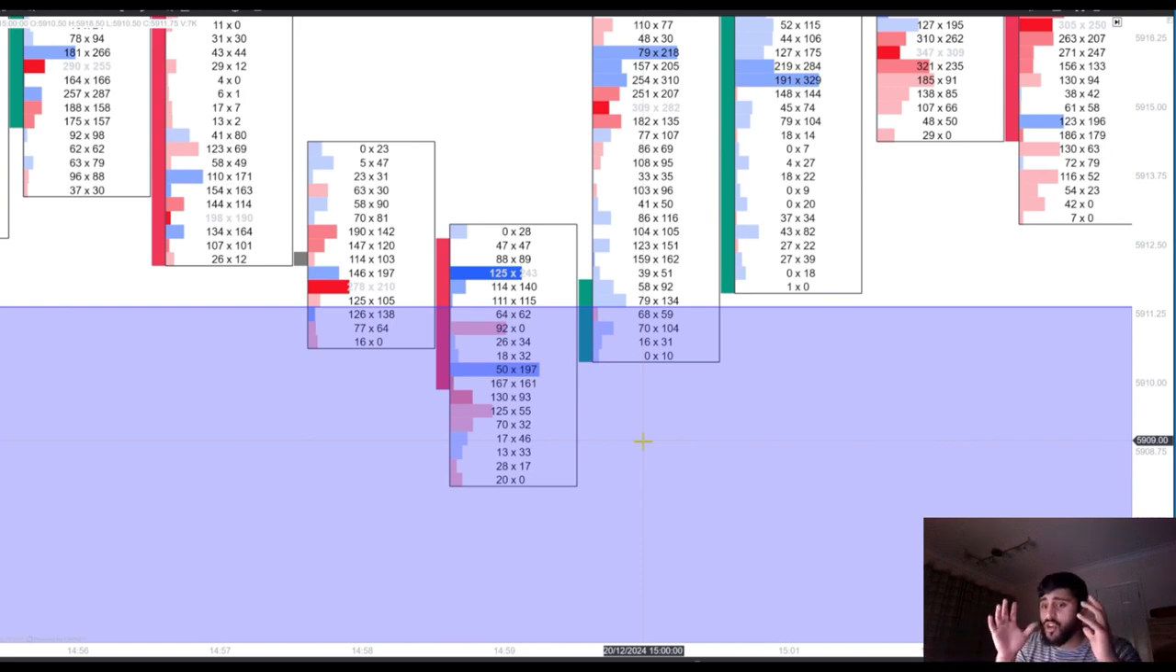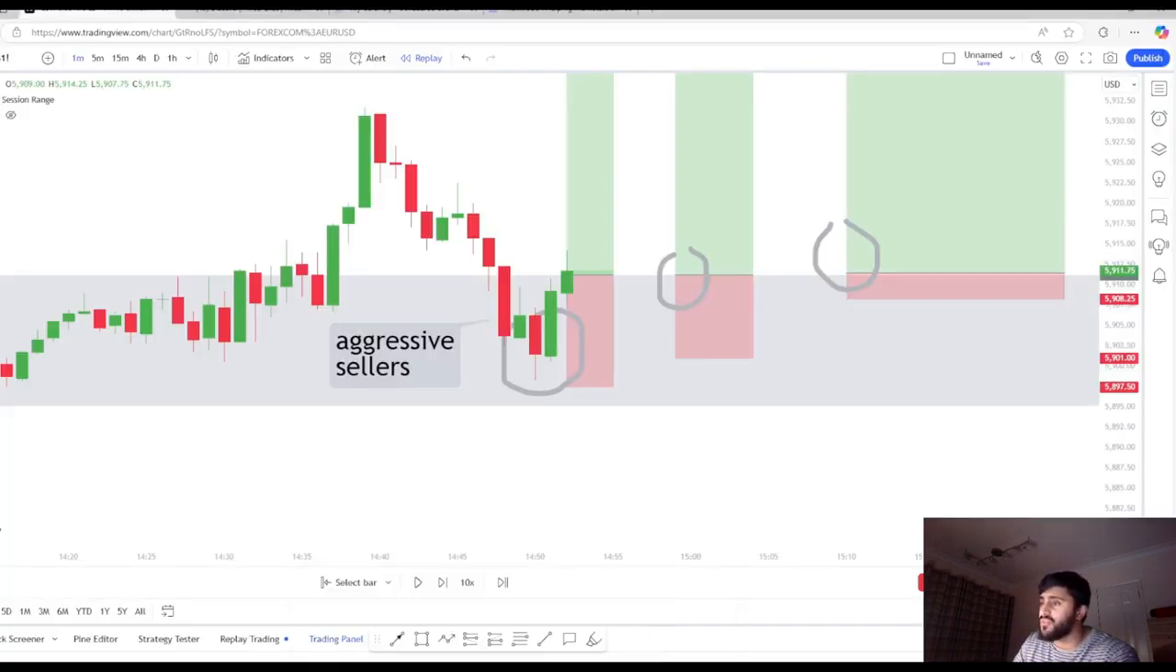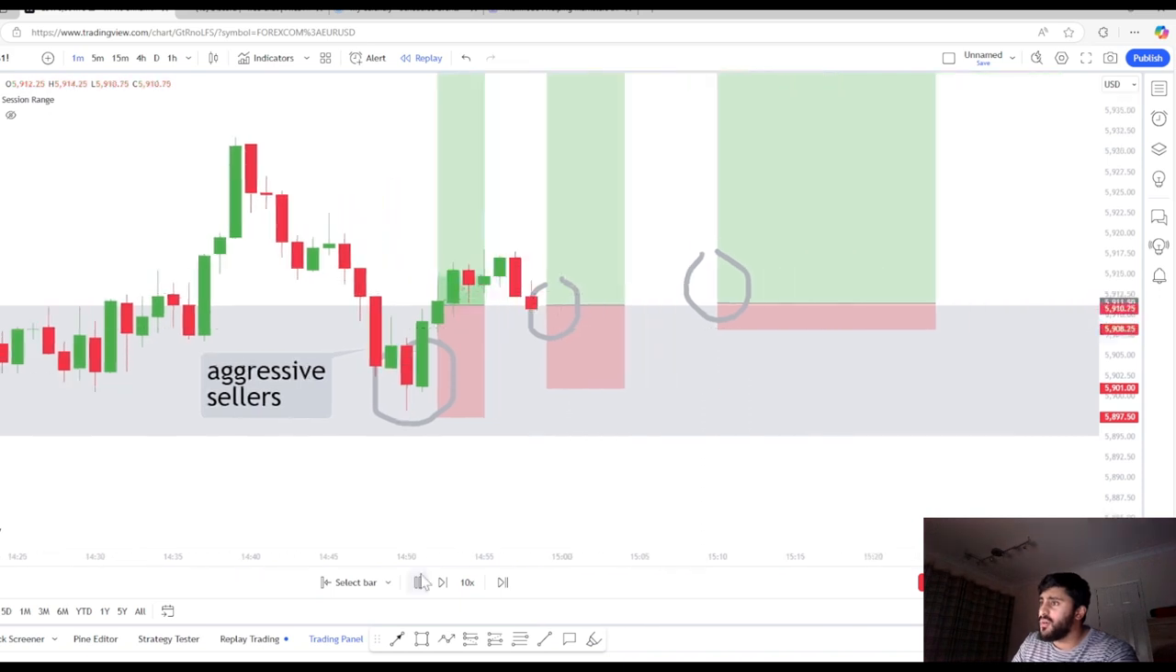So there were 20 aggressive sellers with no reward. This means that the buyers are very much in control, and that's something reflected by the footprint charts. So your first entry could have been the first break above the level. That was a good entry.